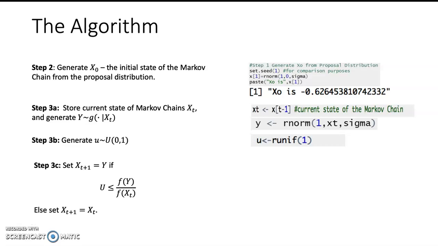And for part C, we're going to set xt plus 1 equals y, which is the next state after the previous current state. And then we're going to set an accept and reject algorithm. If the uniform variable satisfies the inequality denoted as below, then we're going to accept the value. Else, we're going to set the next state just equal to xt.